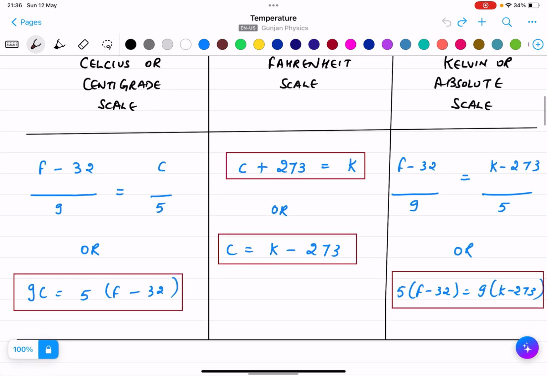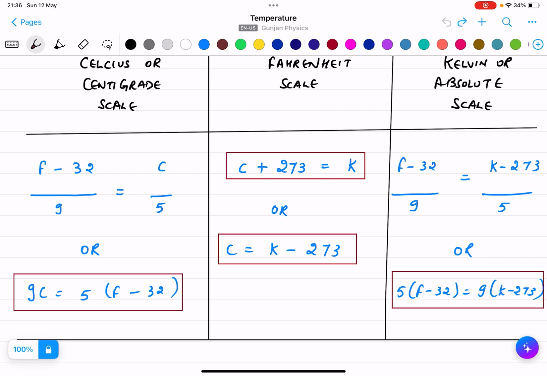So we need to remember the formula of Celsius. (F minus 32) over 9 equals C over 5, where F is Fahrenheit and C is Celsius, right? If we simplify it, we get 9C equals 5(F minus 32). You need to remember this formula to solve the numericals.